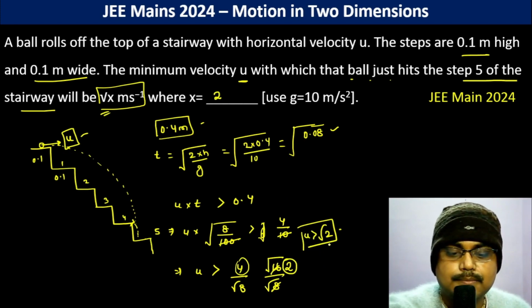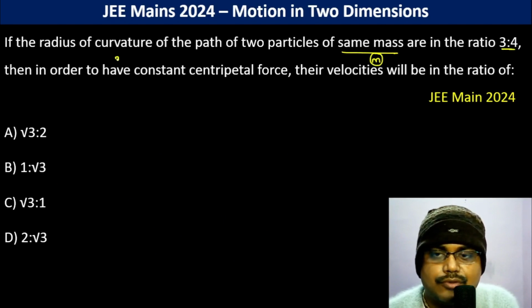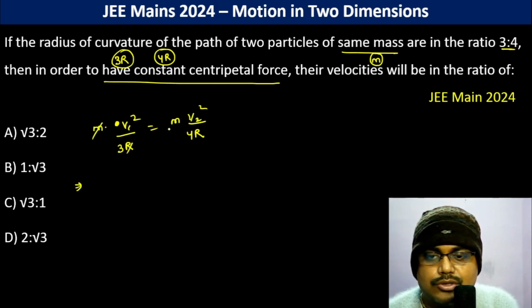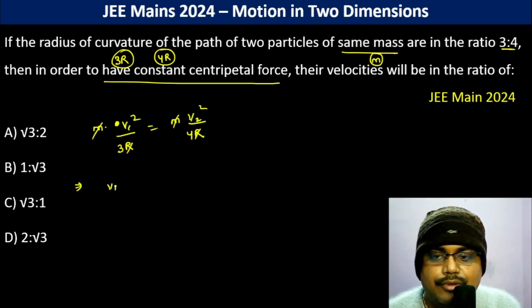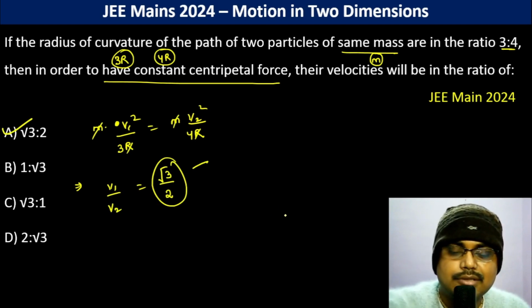Thank you. With the radius of the curvature of the path of two particles of the same mass, so mass is same, 3:4. So one is 3r and one is 4r. Okay, then in order to have constant centripetal force, the velocity, okay, so m into v1 square by 3r should be equal to m into v2 square by 4r. This goes, goes. So v1 upon v2 should be root 3 by 2. A is the answer. Thank you.